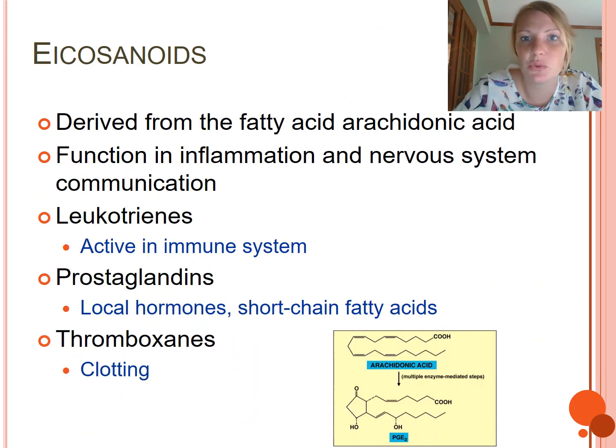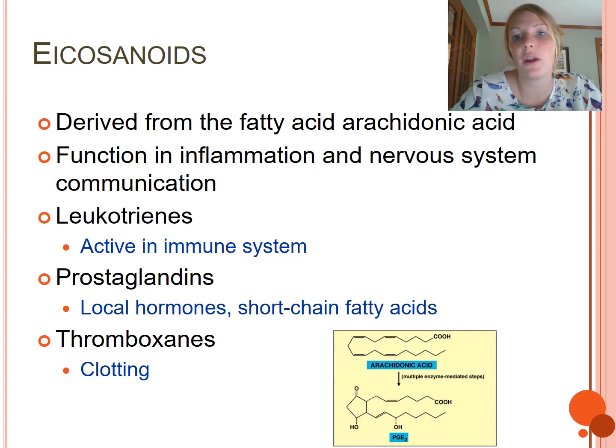The last type of lipid I just want to briefly mention are eicosanoids, and these are derived from different fatty acids and arachidonic acids, and these include chemicals like leukotrienes, which are important in the immune system, prostaglandins, which are short little fatty acid chains that are important for a little local hormonal regulation, and thromboxanes, which are really important in the clotting cascade and breaking up clots and preventing clots and all of that stuff.